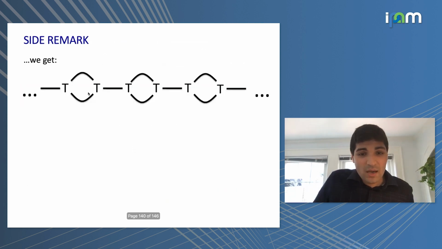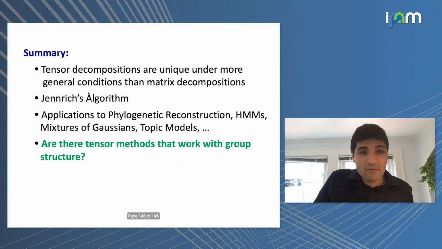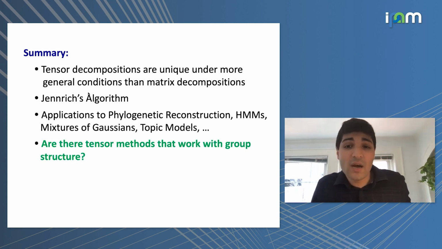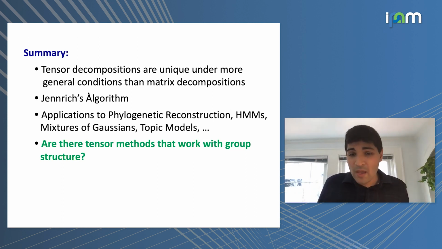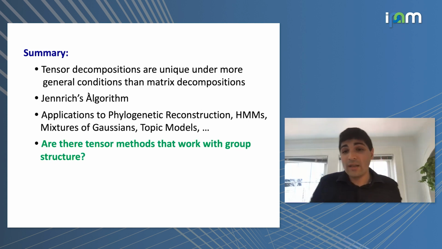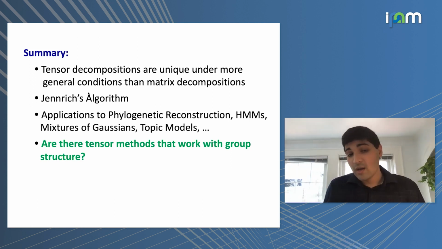So let me stop there and give you the quick summary. What I showed you was how tensor decompositions are unique under more general conditions than matrix decompositions. I introduced Jennrich's algorithm, and then I gave you a range of applications to phylogenetic reconstruction, HMMs, mixtures of Gaussians. And one interesting question that I think would be a lot of fun to explore is, are there more general families of tensor methods, in particular things that use some kind of group structure?